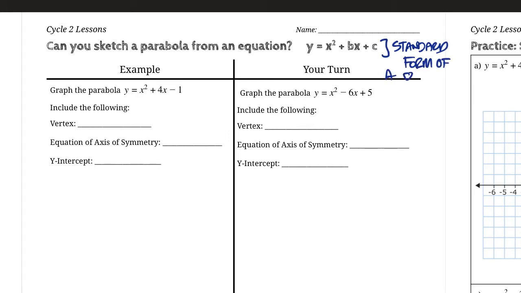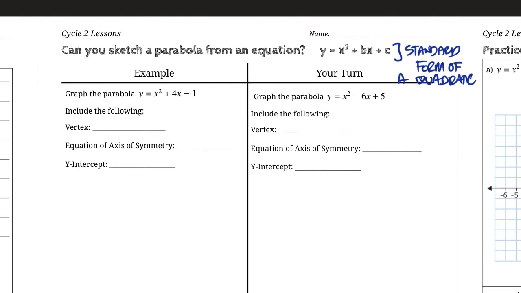I'm going to call it a quadratic, the standard form of a quadratic. Okay? So these equations here are both in standard form because it's x squared plus something x plus something. So in the first case, it's x squared plus 4x minus 1. How are we going to sketch the graph of that from the equation? This might look a little bit tricky.